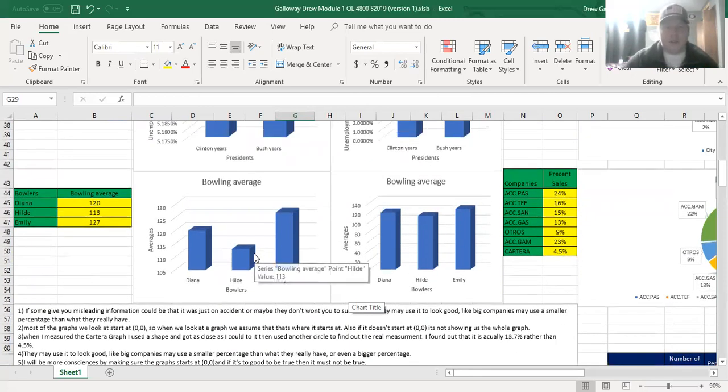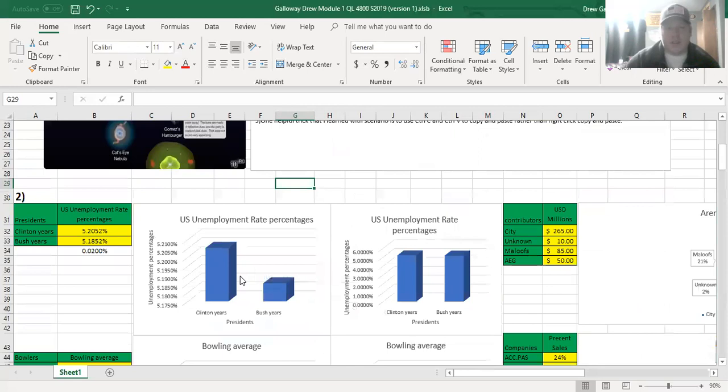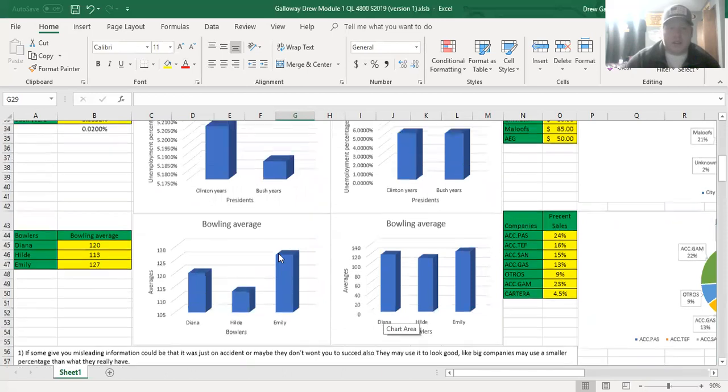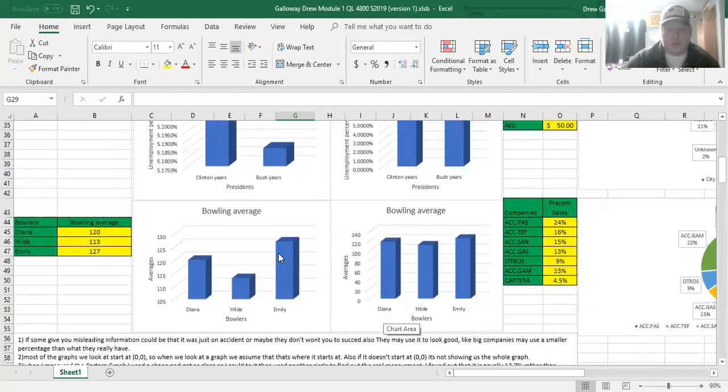Some of these graphs were misleading. As you can tell from here, this is what they give us, but this is what it actually looks like. And why people would do that, for some reasons, would be sometimes they may do it by accident. They just put it out there and not really check their sources and things like that. They may use it to look good.